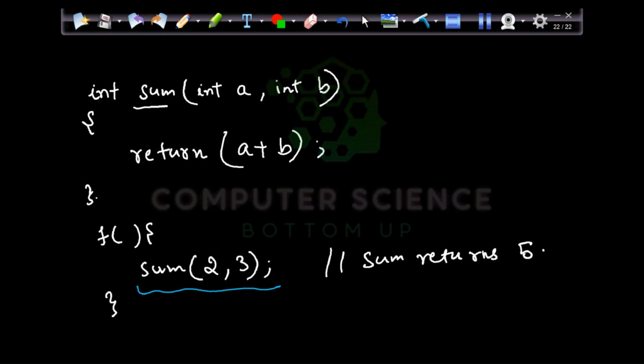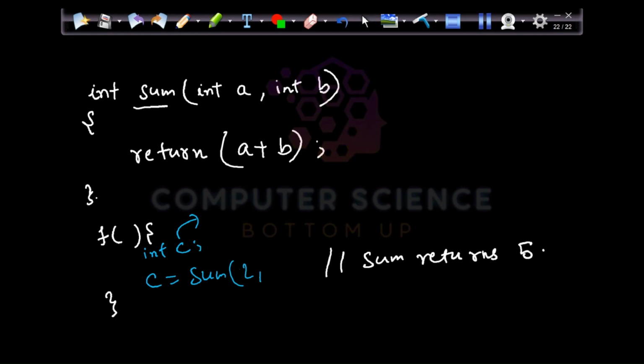Let's say that you declare a variable of integer type, int c, and in this c you want to store the sum of 2 and 3. You are going to call this sum, but whatever the sum returns, you will assign it to c. That means you will do c is equal to sum 2, 3. The function is supposed to return something. In this case, the function will return the sum of the two arguments. So you send the two arguments 2 and 3.